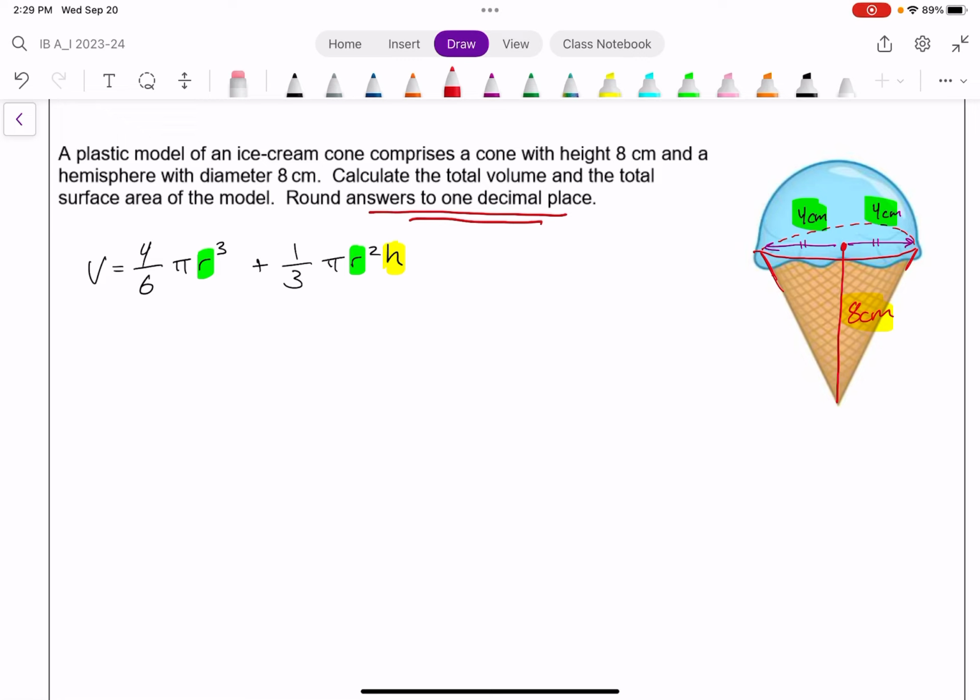So I don't want to leave my answers as an exact expression. I want to decimalize them. At this point, I have 4/6 or 2/3 times pi times the radius, which is 4, all to the power of 3, plus 1/3 times pi times the radius squared times the height. And it's a matter of arithmetic in your calculator. Depending on how confident you are with your calculator, you should get it rounding to 268.1 cubic centimeters.